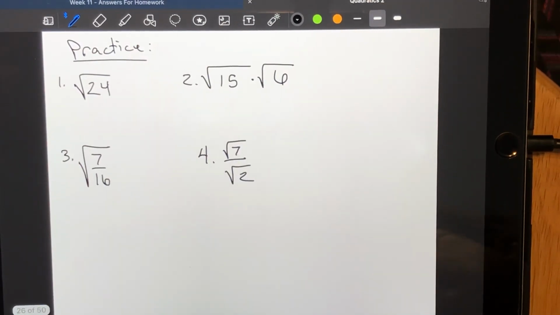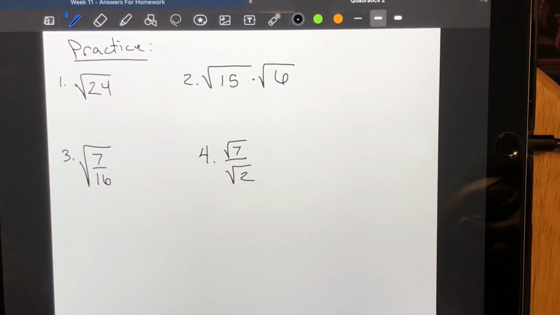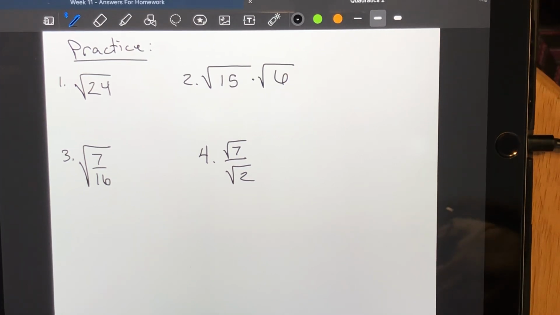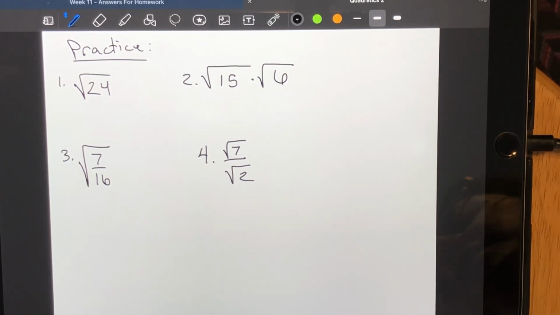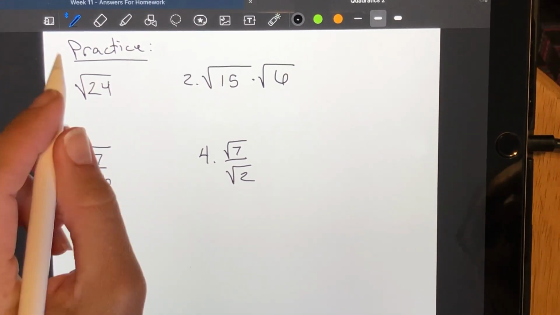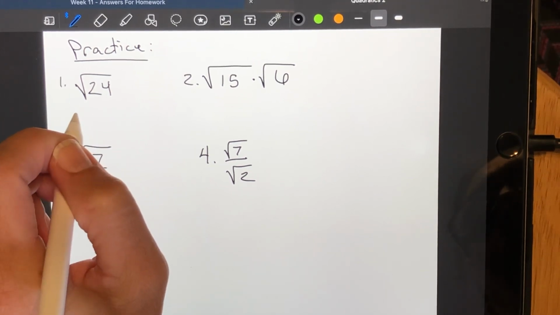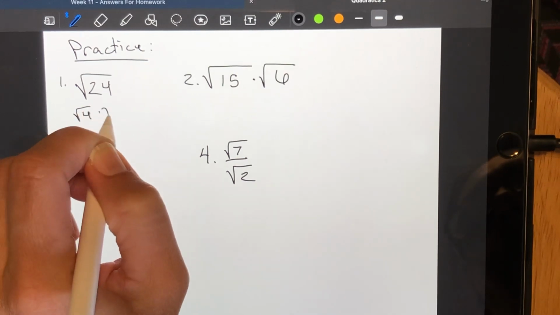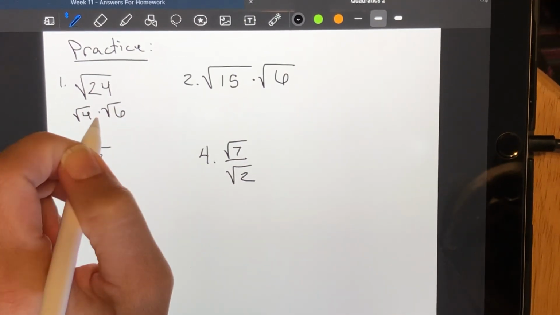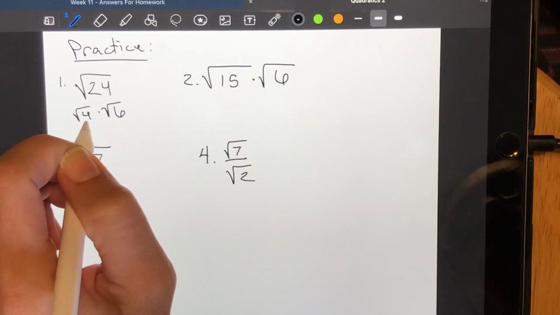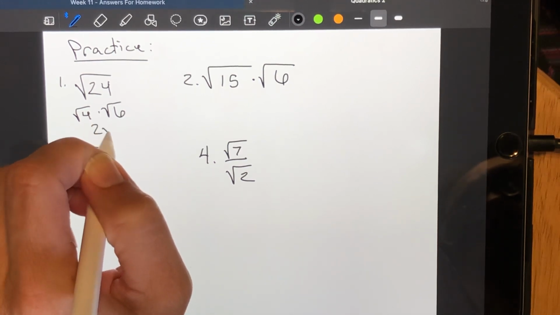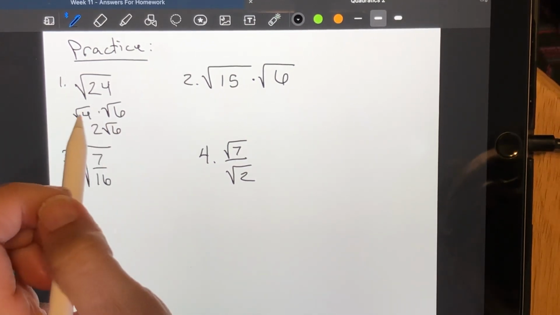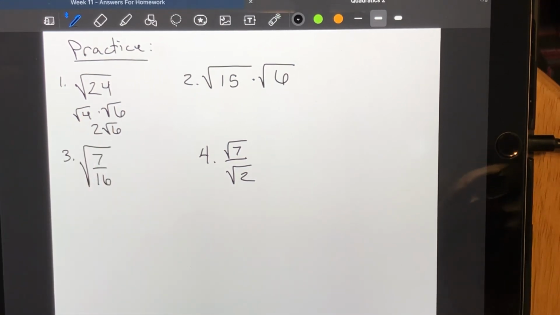So on this, we have some practice. In this case, however we choose to think about the 24, we can find some perfect squares. If I wanted to look at it through a perfect square, I would say that 24 is the square root of 4 times 6. The square root of 4 is a perfect square, so the square root of it is 2, so I'd have 2 square roots of 6. In this case, separating it into my separate radicals helped me see which part I could simplify.